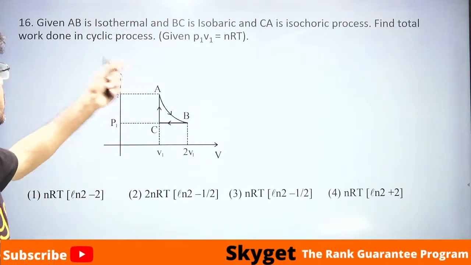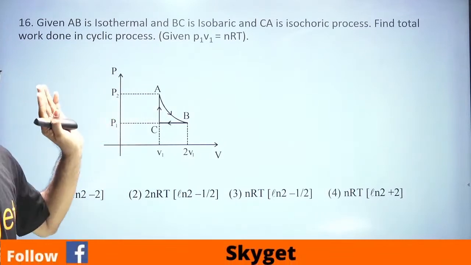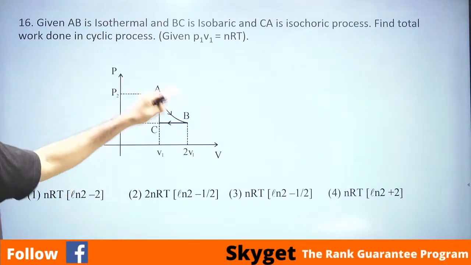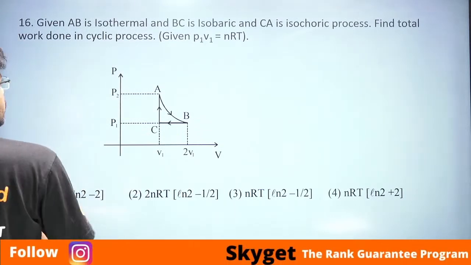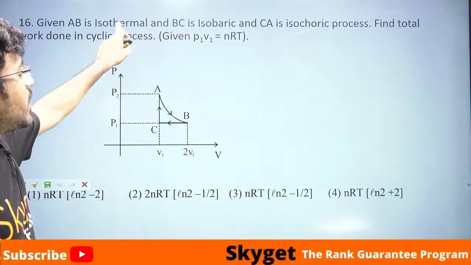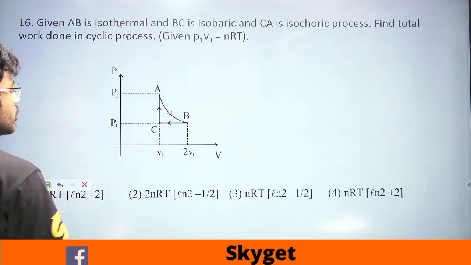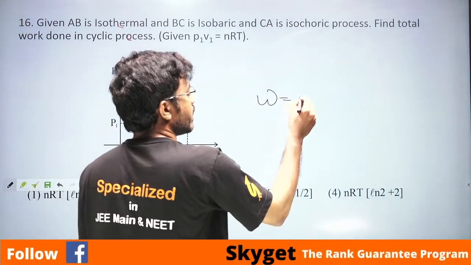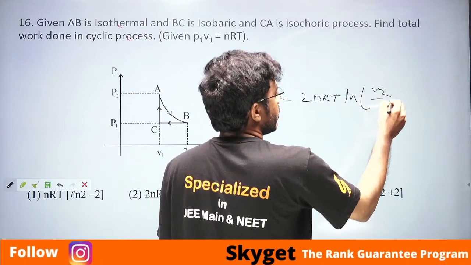So in problem number 16, where they have given the curves AB, BC and CA, find the total work done in this cyclic process. They have given three processes here: isothermal, isobaric and isochoric. In the isothermal process, the work done is equal to nRT ln V2 by V1.